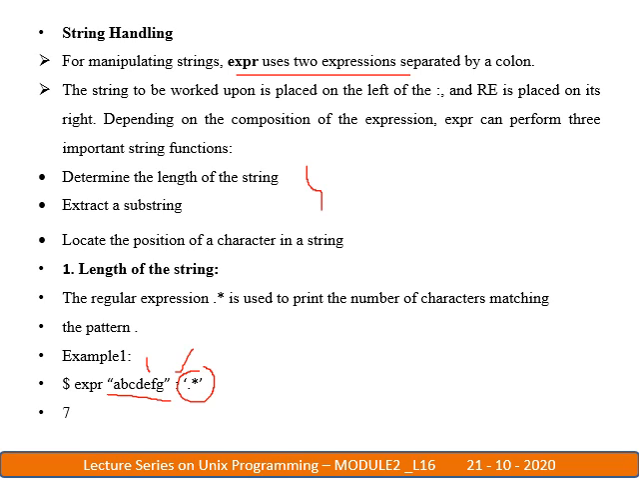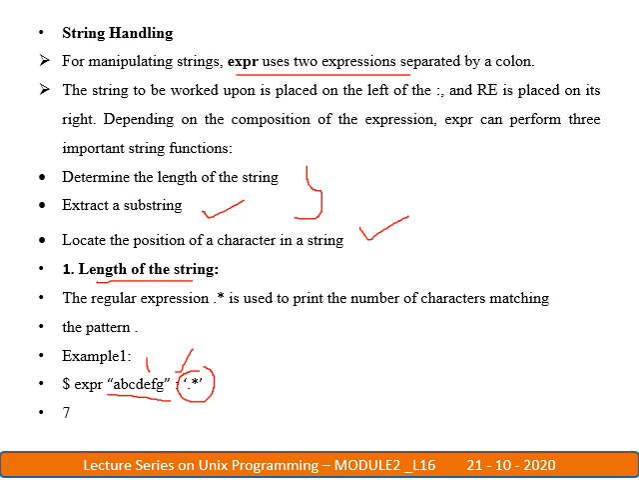The first one is determining the length of the string, the total number of characters in the string. Then extracting a substring, and locating the position of a character in a string. So these are the three different string functions that can be handled with the expr command. First, let us move to the length of the string. How to calculate the length of the string?